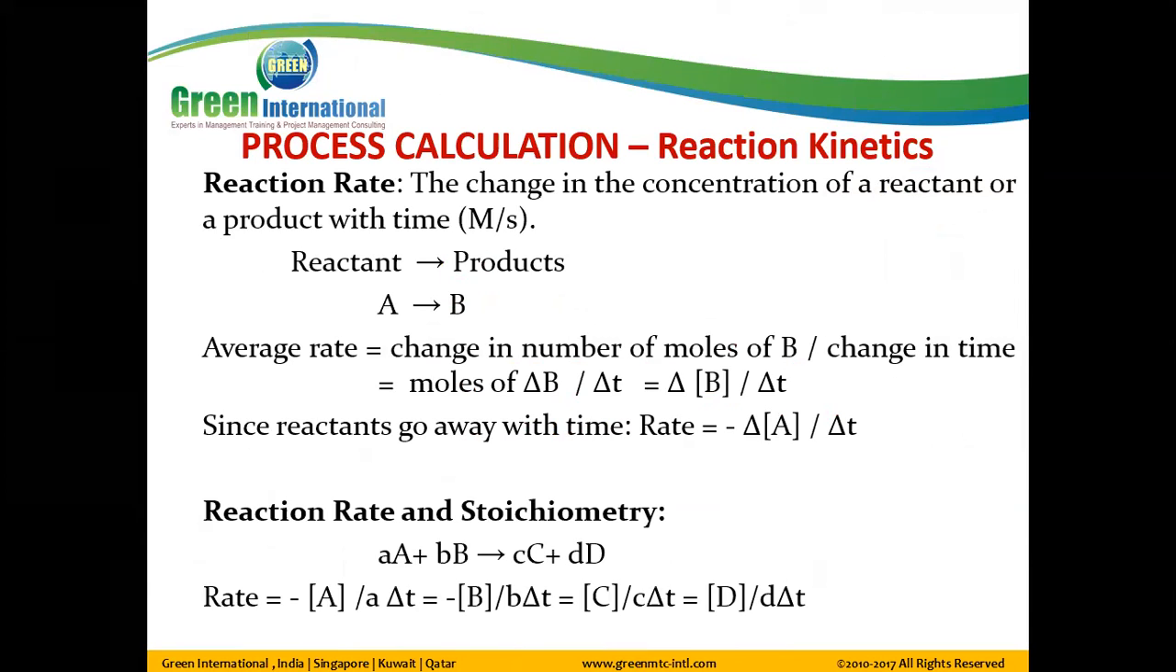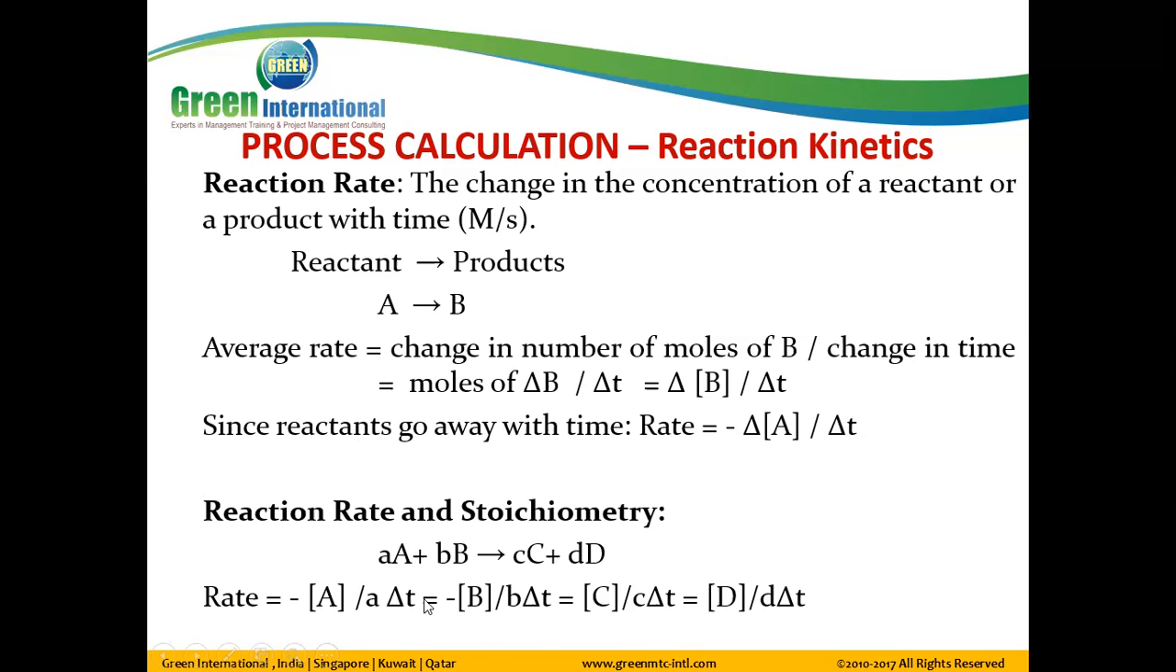This is talking about the reaction rate, the change in the concentration of a reactant or a product with time. So for example, if you have a reactant A and B is a product, then the reaction rate is nothing but the change in number of moles of B divided by change in time, that means delta B by delta T. If you want to put it in terms of the reactant, then it is minus delta A divided by delta T, that's a change in time.